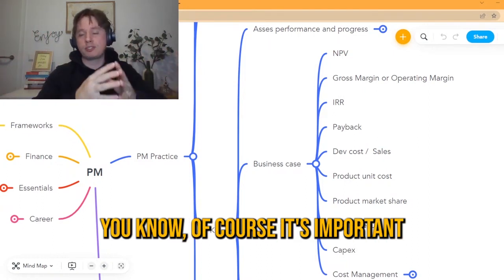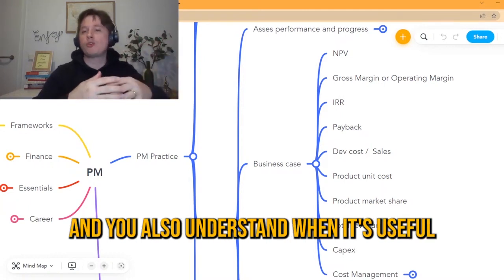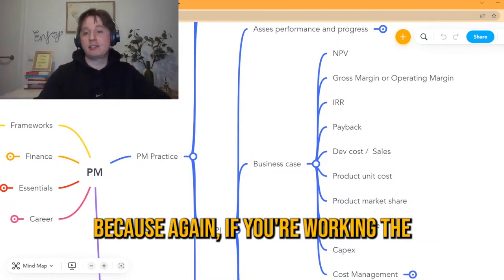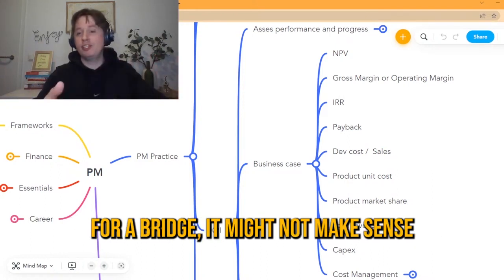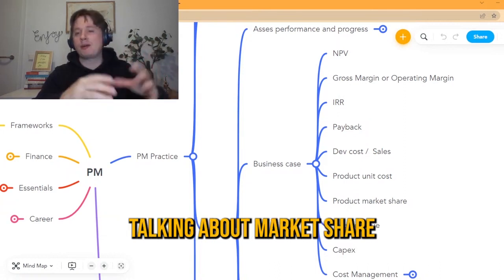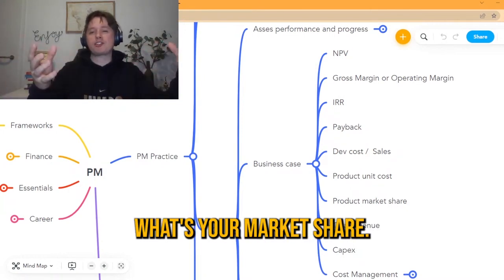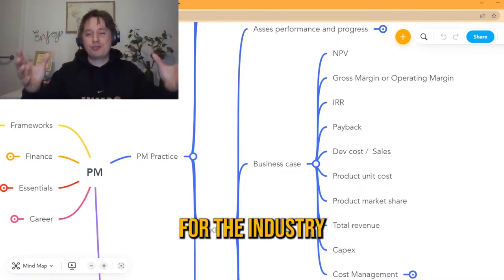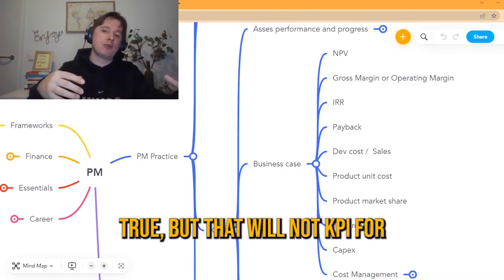Then of course it's important that you as a project manager understand and know those KPIs, and also understand when it's useful to use them. Because again, if you're working on a construction project, for example a bridge, it might not make sense for this specific project to talk about market share, because if you're building the full bridge, there's no discussion about what your market share is. Of course, the construction company can have a market share for the industry or the sector it's working in, true, but that would not be a KPI for the project itself.